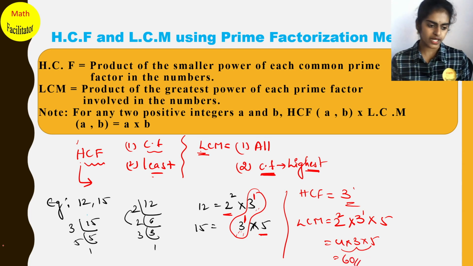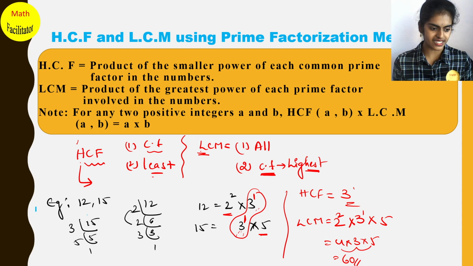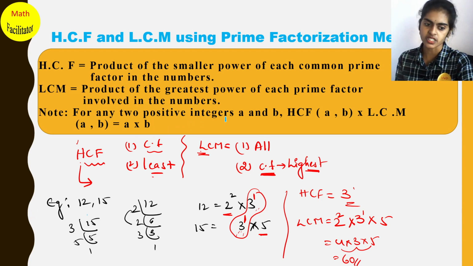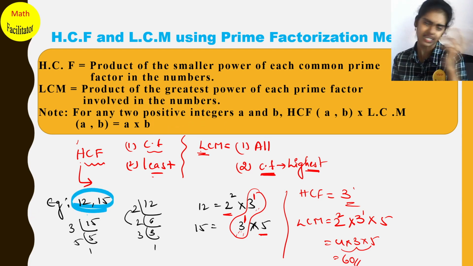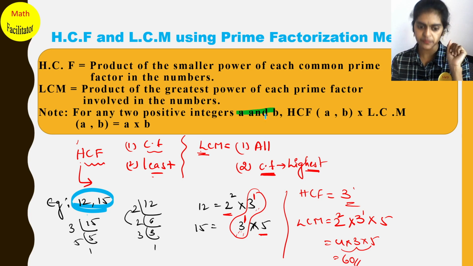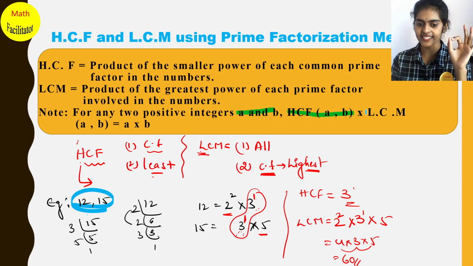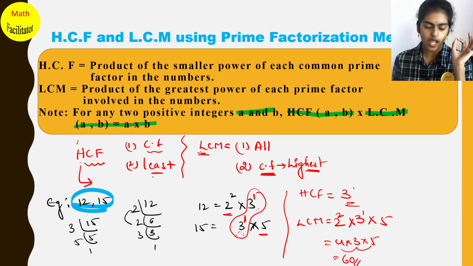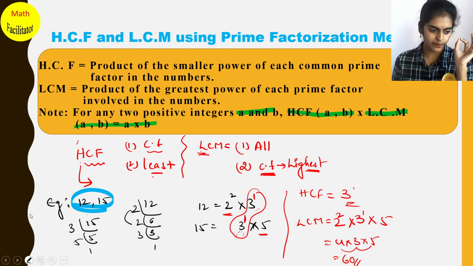Clear? And one more important thing we have to understand is that for any two positive integers, suppose 12 and 15 are any two positive integers A and B, the product of LCM and HCF is equal to the product of the two numbers. That means if you multiply these two, let me do it.